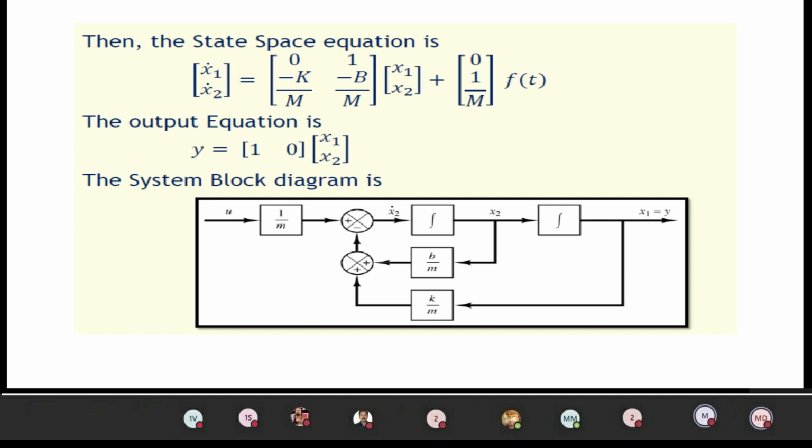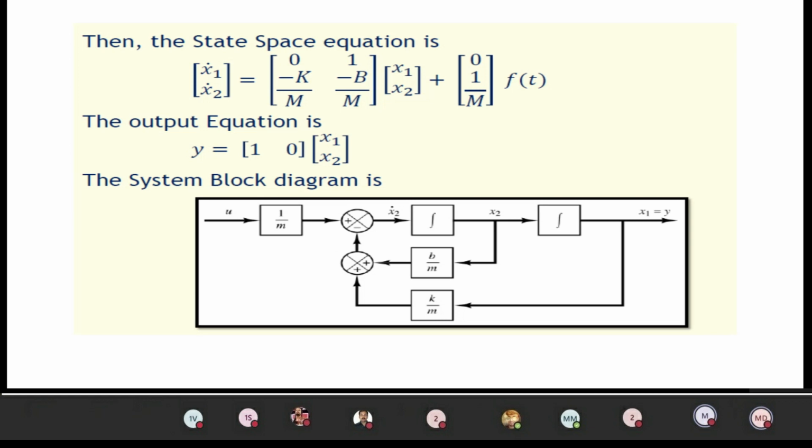If you want to write the state model, first you should look into the x1 dot equation. In the x1 dot equation, you have only x2. You don't have any input and you don't have any x1 value. So instead of x1 you have to substitute 0, and in the x2 place you have to write 1. So the first equation is completed.